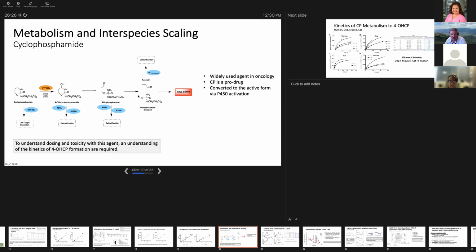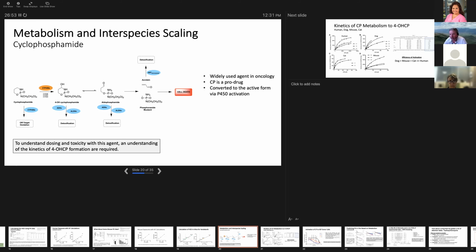It then breaks down into aldophosphamide and into the putative active agent, phosphoramide mustard, which binds to DNA and kills the cells, and acrolein, which is thought to be partially responsible for some of the bladder toxicity associated with this agent. But the point here is that this P450 step is critical to its metabolism, activation, as well as clearance. And so can you do that?